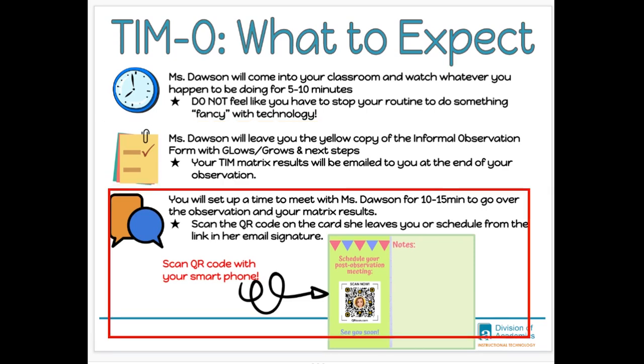Finally, when you get a chance, you will set up a time to meet with me for 10 to 15 minutes to go over the observation and your matrix results. I will leave you a postcard. Scan the QR code on the card or use the link in my email to schedule your time.